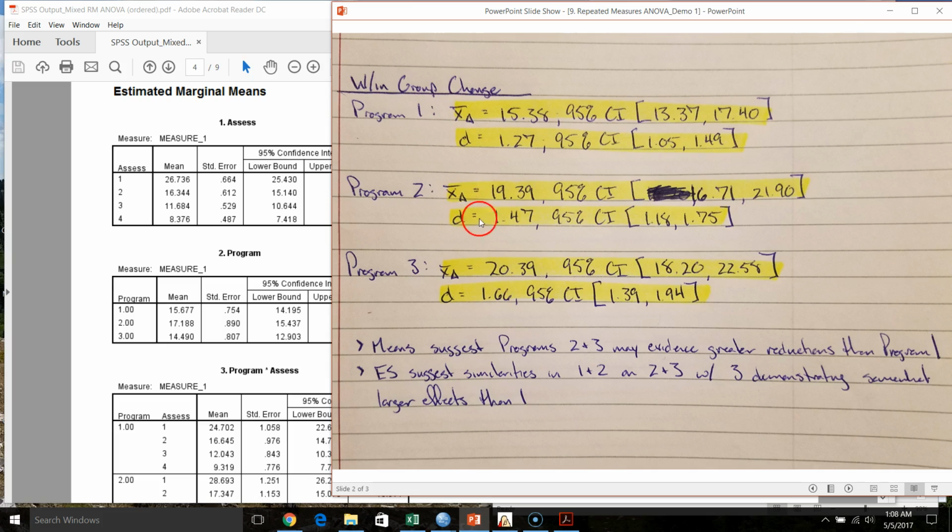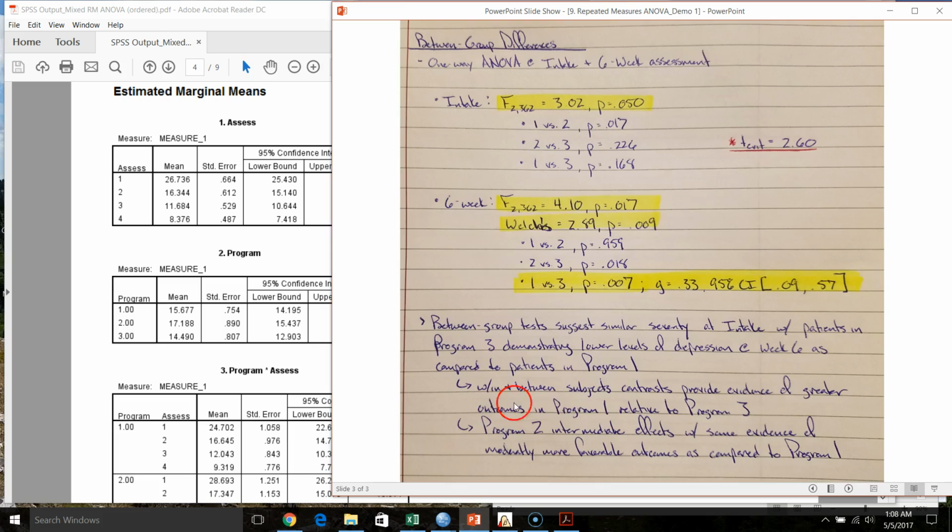1 and 2 looking kind of similar, or maybe getting a little bit of an edge on group 2. And then with our effect sizes, everything's looking fairly similar at intake, with some differences noted at 6 weeks, predominantly differences in groups 1 versus 3, with 2 and 3 not quite hitting statistical significance.